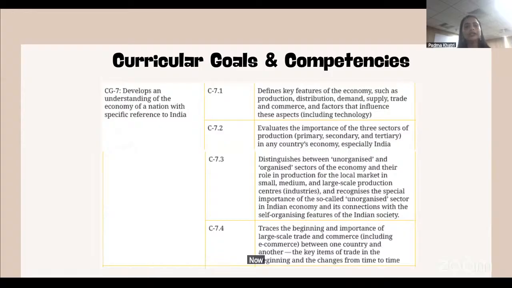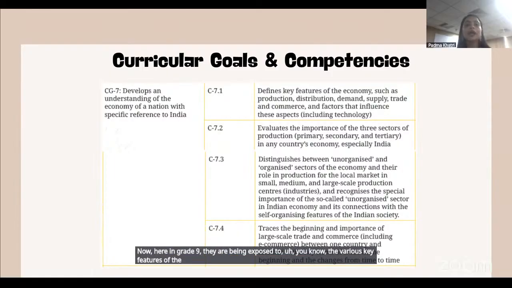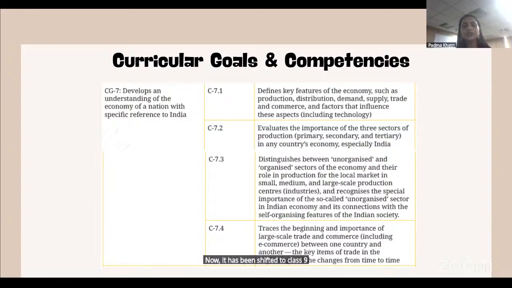Now, here in grade 9, they are being exposed to the various key features of economics, like demand and supply, distribution, production, which was earlier a part of class 11, right? Macroeconomics. Now it has been shifted to class 9. So here you can see the whole syllabus has been changed.